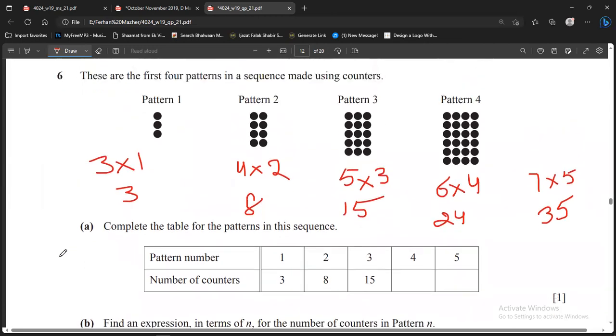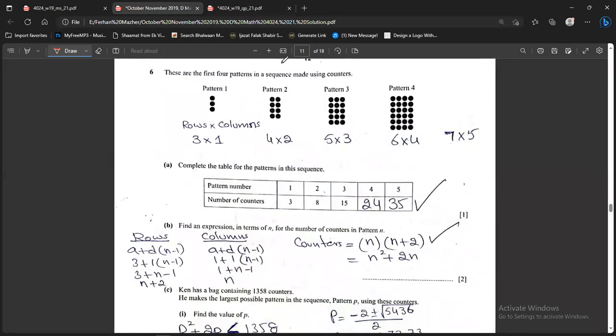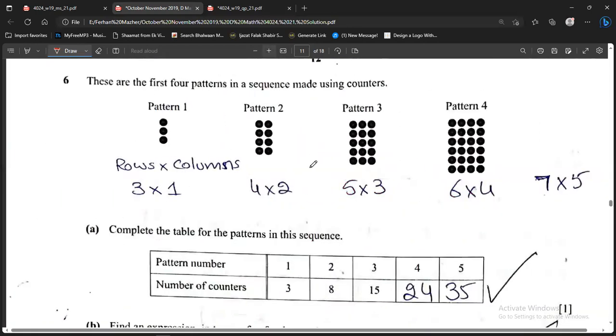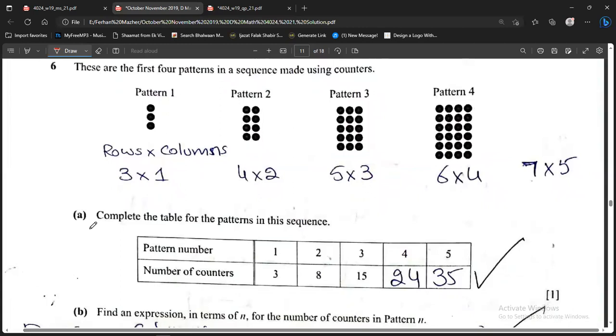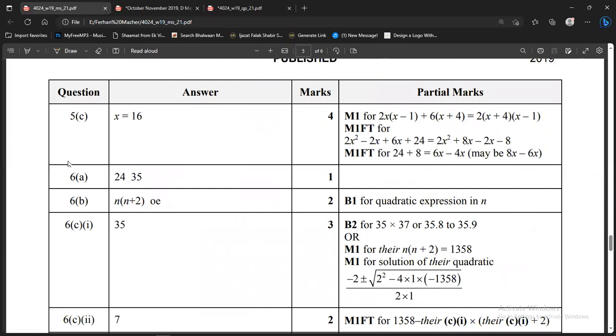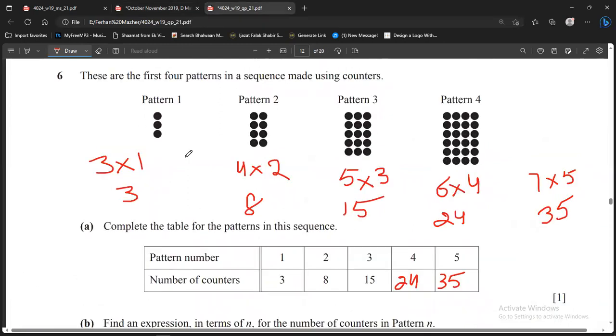Complete the table for the pattern in this sequence. Okay. So here you will have 24. And here you will have 35. So 24 and 35. Let's check. Sir, our answers are right. I hope you have understood the pattern. I'm trying to catch that pattern.